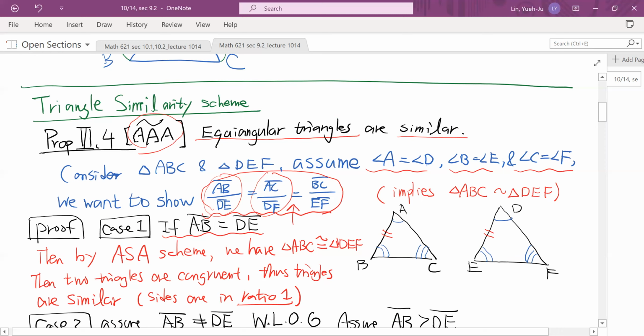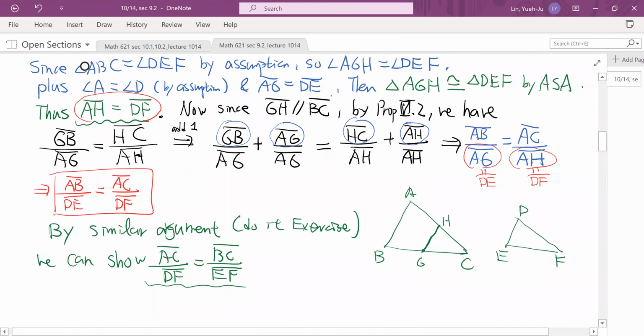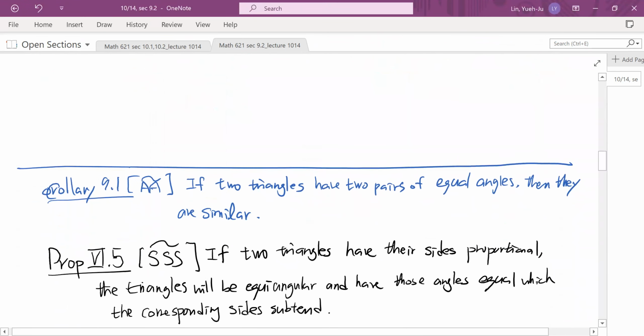So actually, we have a better deal here. Most of the time, instead of using AAA similarity, we only need AA. We only need two angles to be equal. So this is essentially the corollary here. The corollary tells you that essentially you only need two angles to be equal, because we already know the third angle will have to be equal because the sum is 180. So this tells us that if two triangles have two pairs of equal angles, then they're similar. So essentially, you don't need the third one, right?